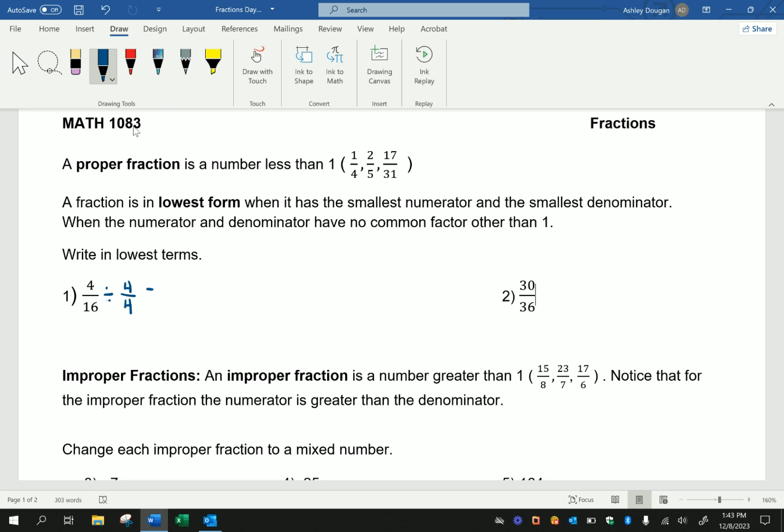4 divided by 4 gives me 1. And then 16 divided by 4 is 4. 4/16 written in simplest form is going to be 1/4. And I know 1/4 is in simplest form because there's no number that divides evenly into 1 and 4 other than 1.